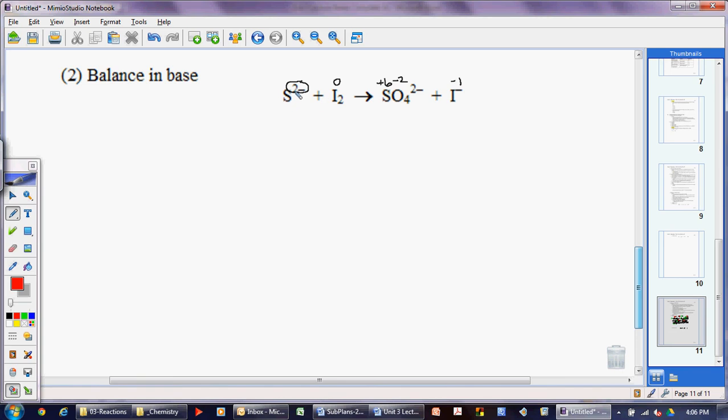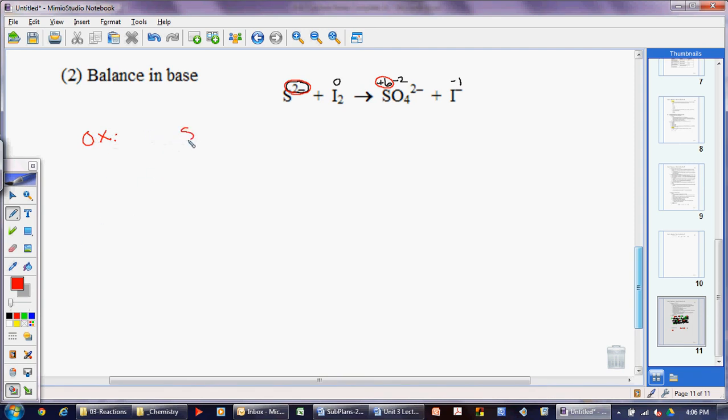We have sulfur going from a -2, do that in red, to a +6. -2 to +6, that's a huge oxidation. That's losing a ton of electrons. So that's our oxidation half. So let's start with our oxidation. I'll do this one in red because it'll be fun.